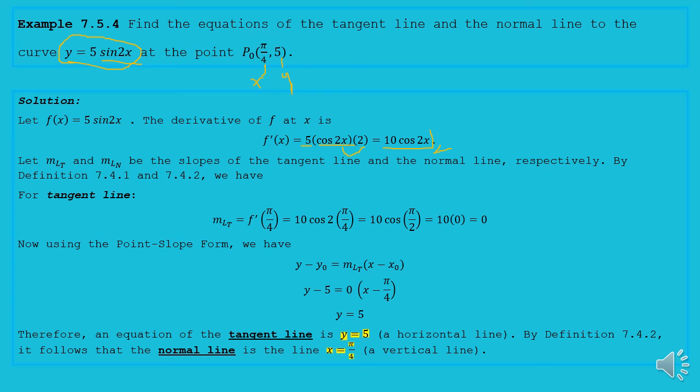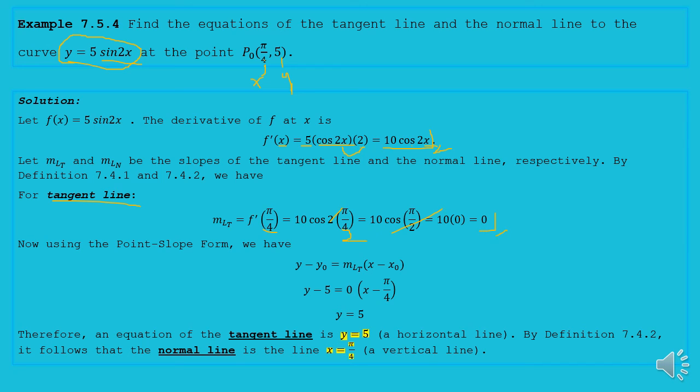Ito yung nakuha natin na slope ni tangent line. And then after that, pasok na tayo sa equation ni tangent line. For the tangent line class, m sub lt is equal to the first derivative. So since itong nakuha natin na first derivative, si variable x ay papalitan natin ng pi over 4, di ba, kagaya ng given natin kanina. And then, 10 cosine 2, so si x ay papalitan ng pi over 4, so magiging 10 cosine of pi over 2, kasi nag-cancel si 2, kaya naging 2 na lang sa baba. So, 10 cosine of pi over 2. Ang cosine ni pi over 2 class is equal to 0. So, 10 times 0 is 0.